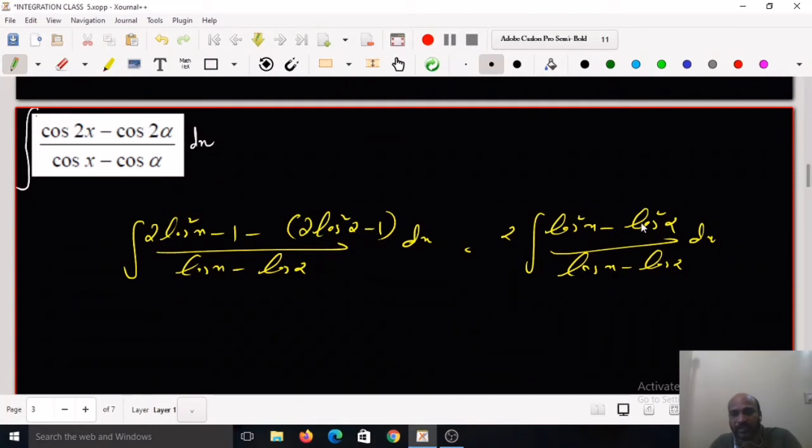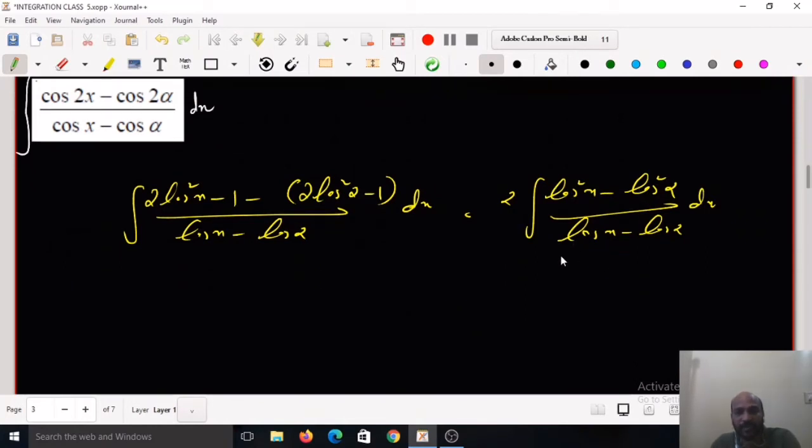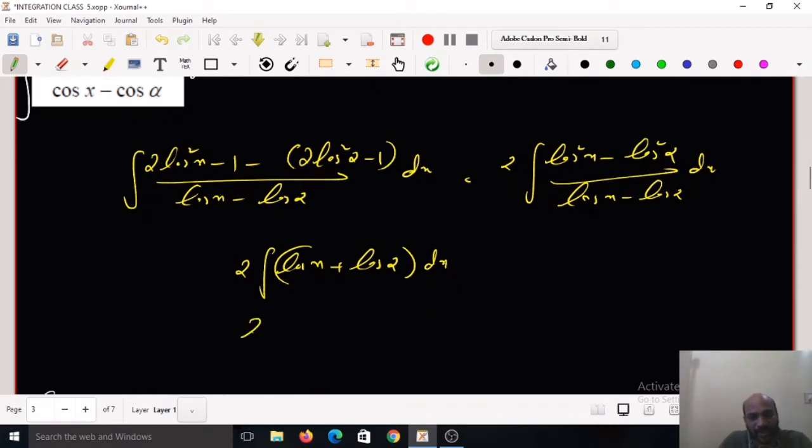So a square minus b square by a minus b, so a minus b can cancel. The remaining term is 2 into cos x plus cos alpha dx, where cos x is a variable and alpha is constant. So what is integration of cos x? That is sin x. So 2 into sin x. Integration of cos alpha is not sin alpha. Cos alpha is a constant. So integration of cos alpha is cos alpha into x plus c. Okay.